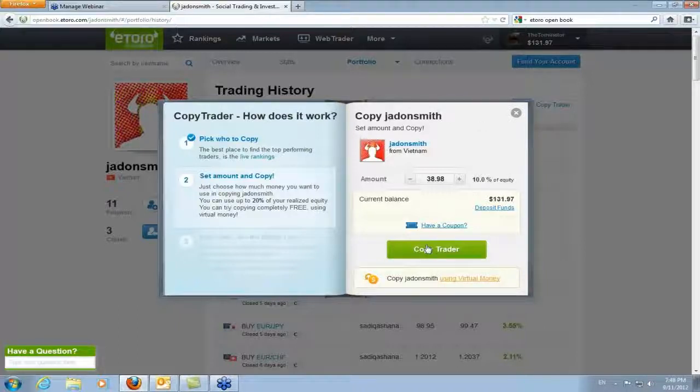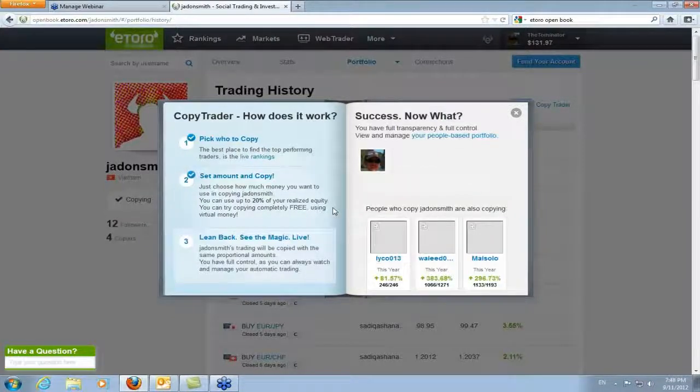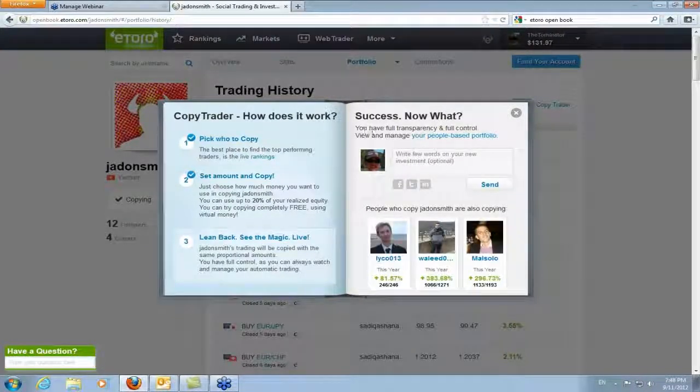Let's say that I click on CopyTrader. I'm going to wait for it to be authorized. Let's wait for the authorization to take place. Success. Now what? You have full transparency and full control. View and manage your people-based portfolio. If you click on the web trader right here, when you close this, you will go to where all your positions are stored. And there, you can close certain positions. You can stop copying other traders.